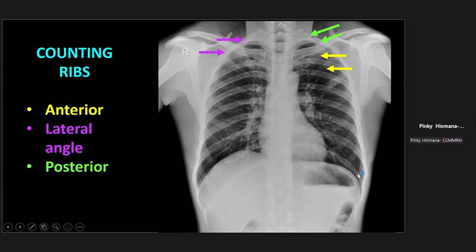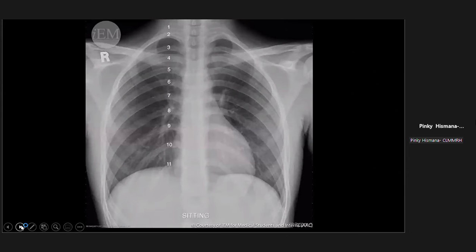I'm telling you this now because this will help you later in how you assess cardiomegaly or how you technically assess if the image is of good quality. So just a recap. This is second, third, fourth, fifth, sixth, seventh, 8, 9, 10, 11. That's how we count it.